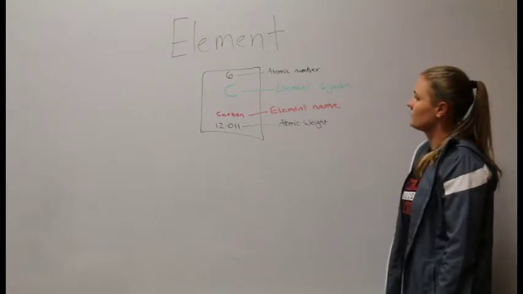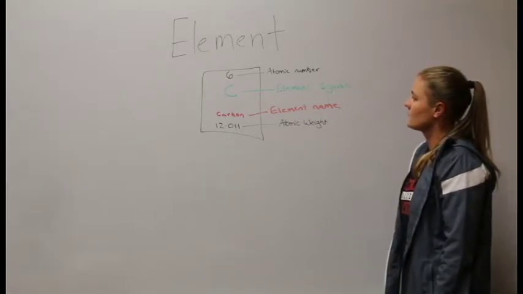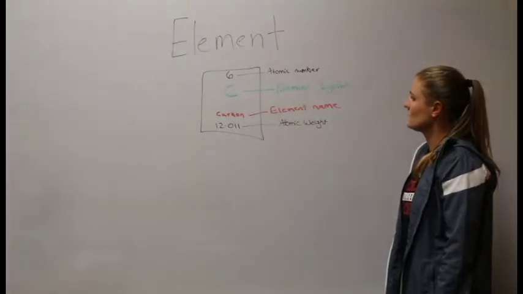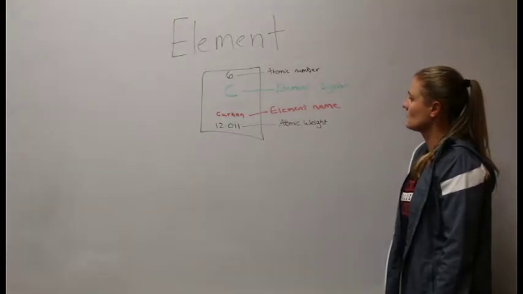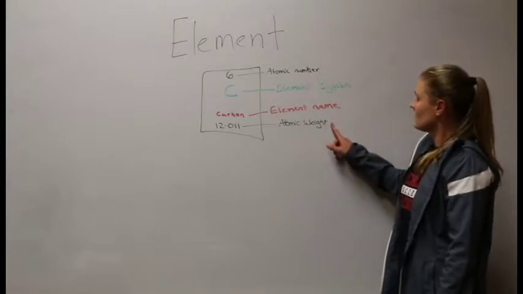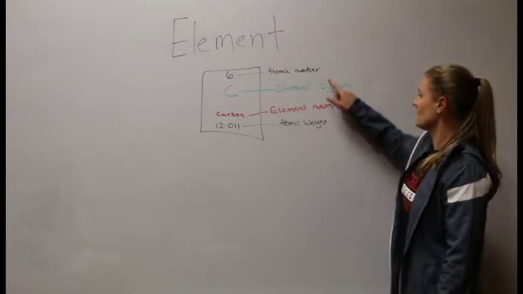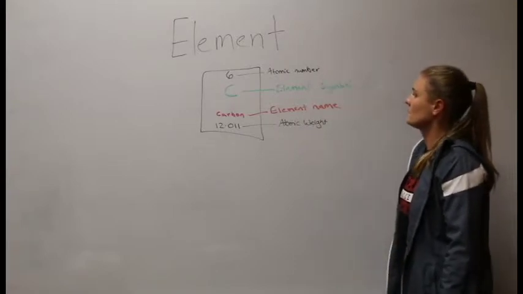Elements are composed of atoms that have the same atomic number, that is, each atom has the same number of protons in its nucleus as all other atoms of that element. One example of an element is carbon. Carbon is an element with an atomic weight of 12.011 and an atomic number of 6. This is also the number of protons.